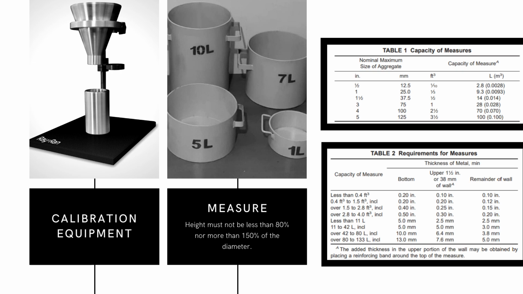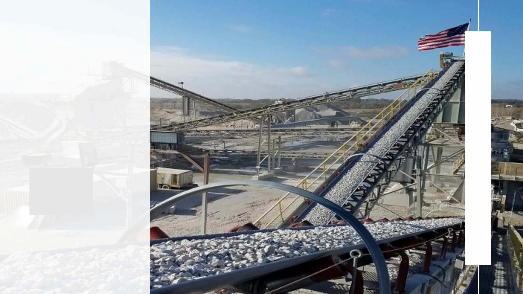The thickness of metal in the measure shall be as described in Table number 2. Sa Table number 2 naman, kapag nakuha mo na yung capacity of measure from Table number 1, dito mo na makukuha yung thickness ng metal ng measure na gagamitin mo. Yung thickness ng metal niya sa bottom at saka yung upper part ng wall, at the same time yung remainder or yung mga natitirang wall sa lower part.